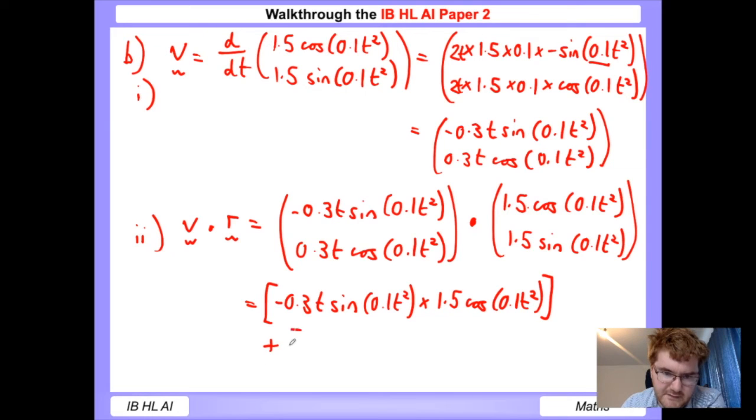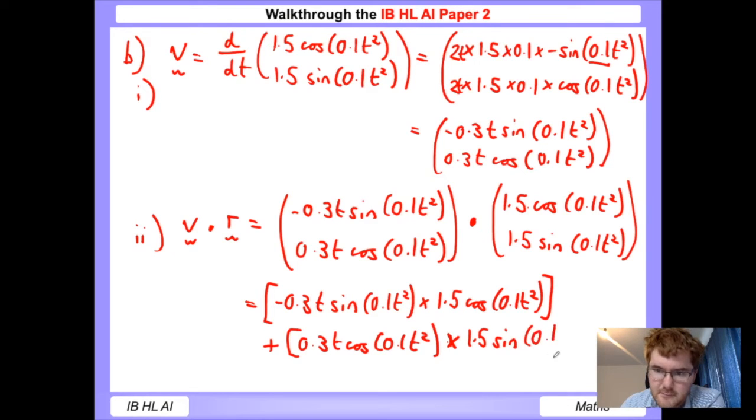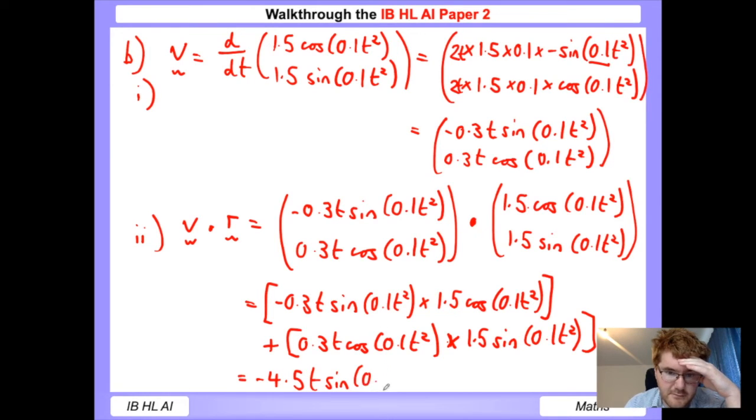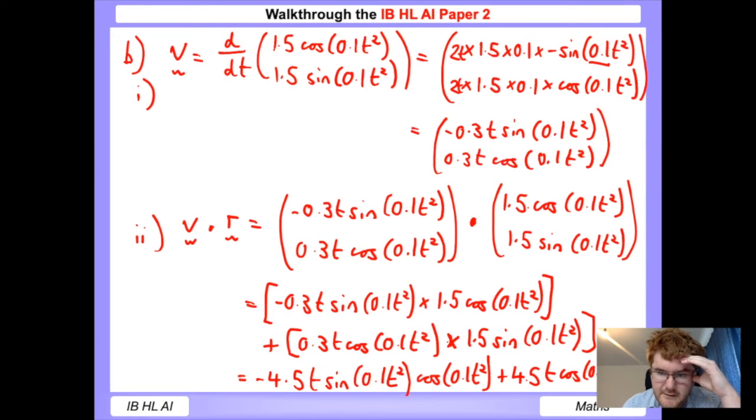Okay, plus, I'm going to put this underneath, 0.3 t cos 0.1 t squared times 1.5 sine 0.1 t squared. And if we work these out, let's put these together. So we get minus 4.5 t sine 0.1 t squared cos 0.1 t squared plus 4.5 t. Okay, we're getting cos and sine the other way around, but that's fine.